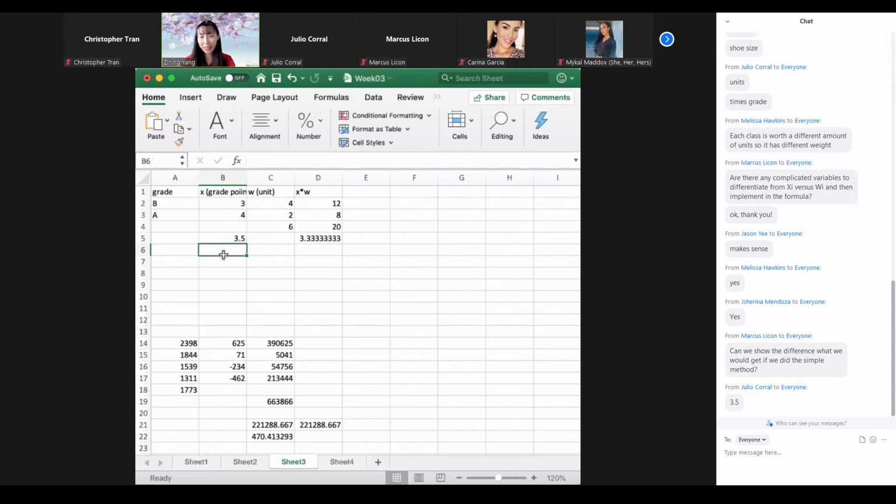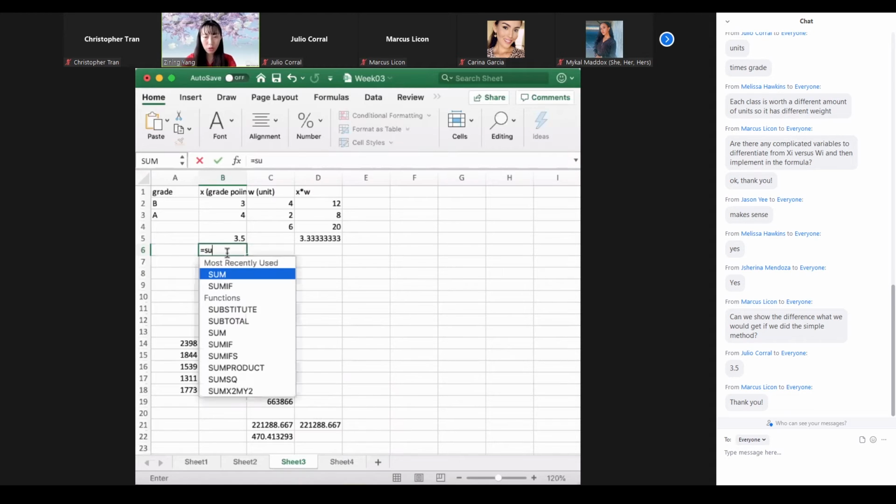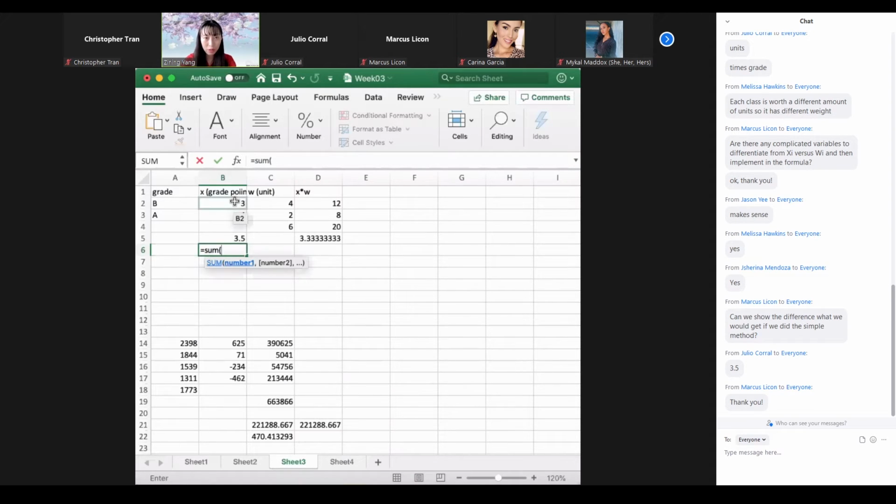How do we get there? We actually take the sum of these two numbers and divide it by 2, because there are only 2 numbers, so small n is 2. So either way, you can do sum divided by 2, or you can do average. So that's how we get there.